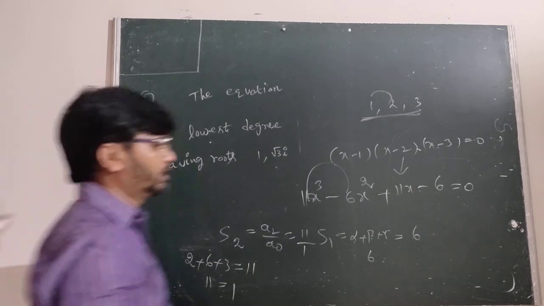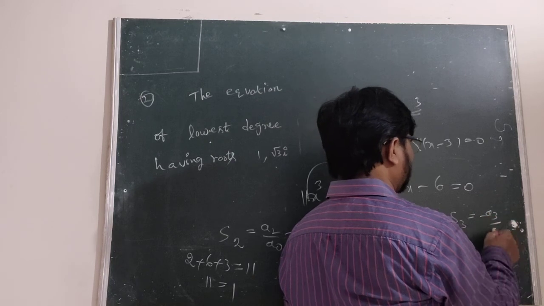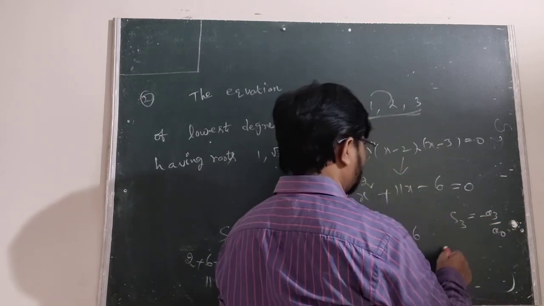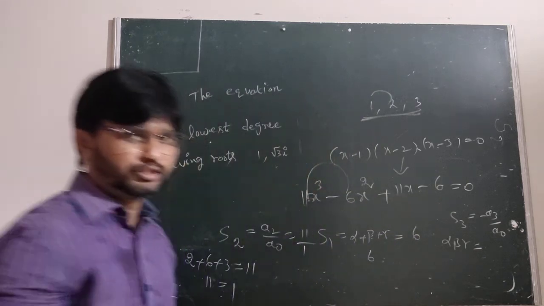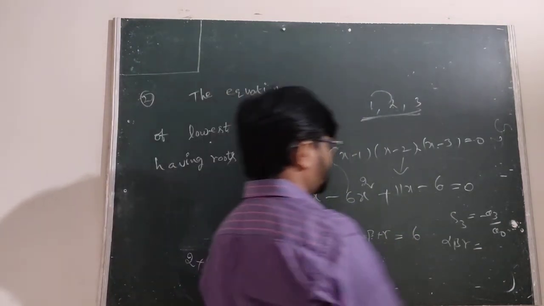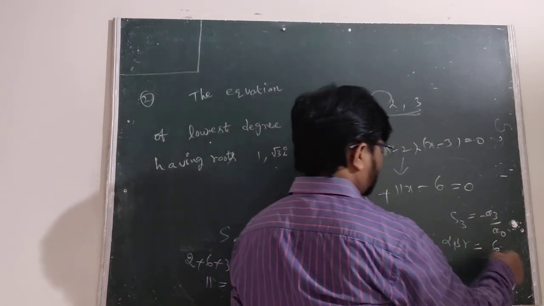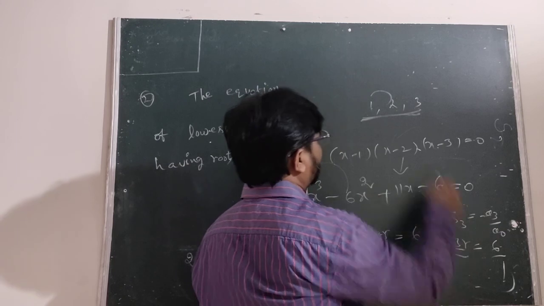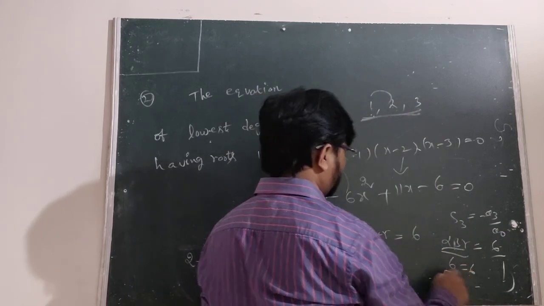That is enough. Now another one, S3 equal to minus a3 by a0. S3 means alpha beta gamma, the product of the roots taken 3 at a time, but here 3 roots are there. a0 is 1, then a1, a2, a3. Minus a3 is minus of minus, plus. Alpha, beta, gamma are 1 into 2 into 3. That is 6 equal to 6.